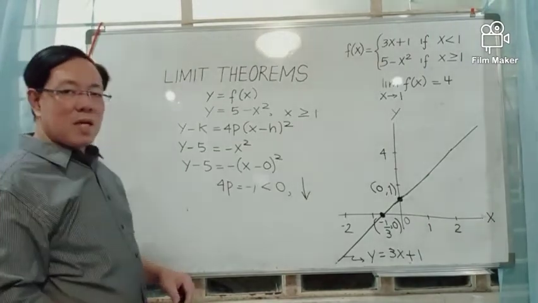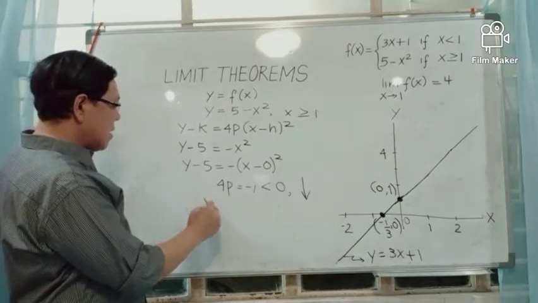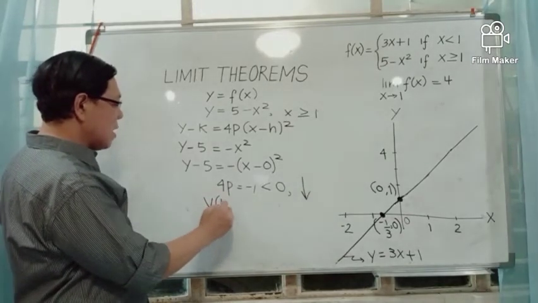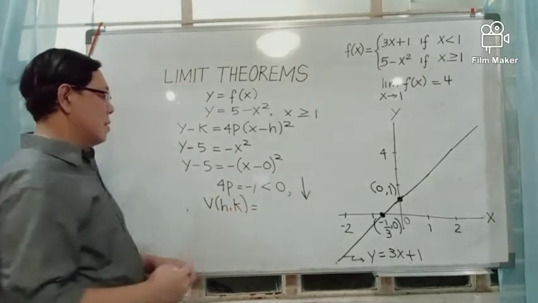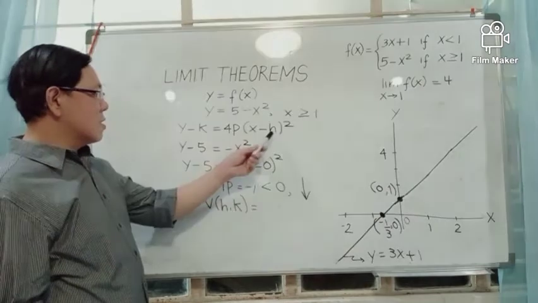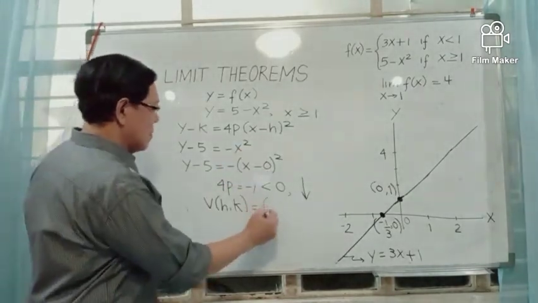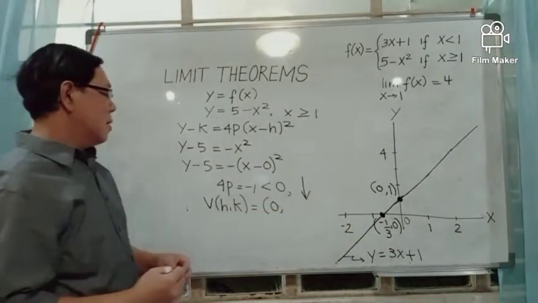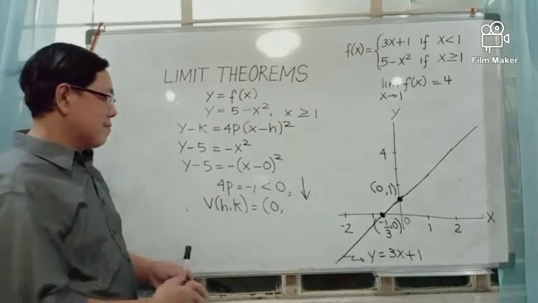Now we find the vertex of the parabola. The vertex of a parabola is denoted by the point (h, k). And our h is 0. And our k is 5.